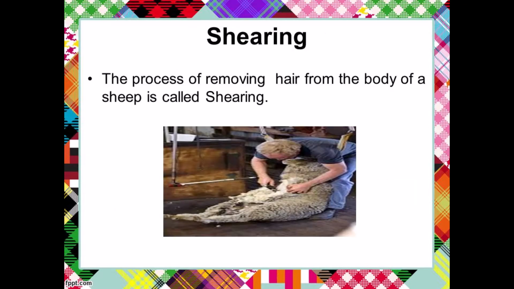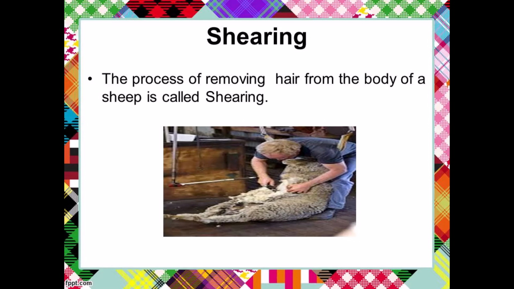Now, next, first step is shearing. Shearing is the process of removing hair from the body of the sheep. In this process, the fleece of the sheep, along with a thin layer of skin, is peeled from the body of the sheep, and it is done manually with a large razor or with an electrically driven shearing machine.